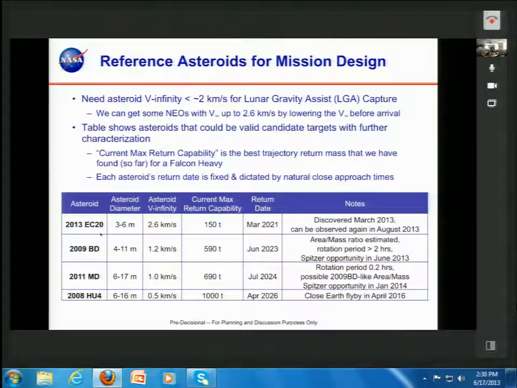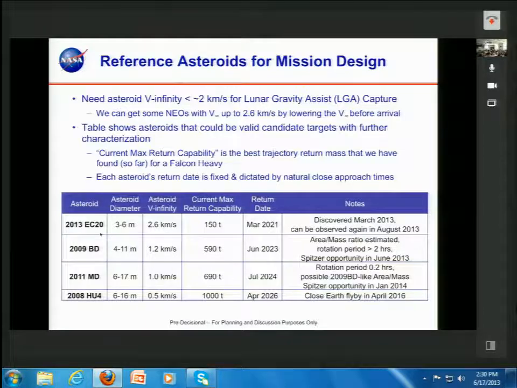However, even though on this slide the asteroid diameter is 3 to 6 meters, after I made this slide they were able to back out the Arecibo data showing that the asteroid is less than 4 meters. So the problem with this asteroid is it's possibly too small. It's not going to be much larger than the ARM spacecraft, and we'd like to go for something better. Even though this is a viable target, we'd like to find something bigger.